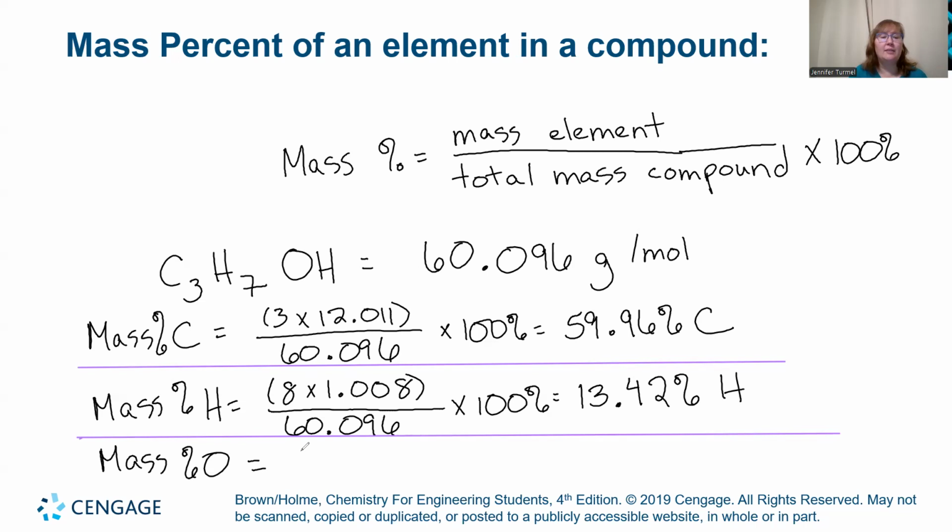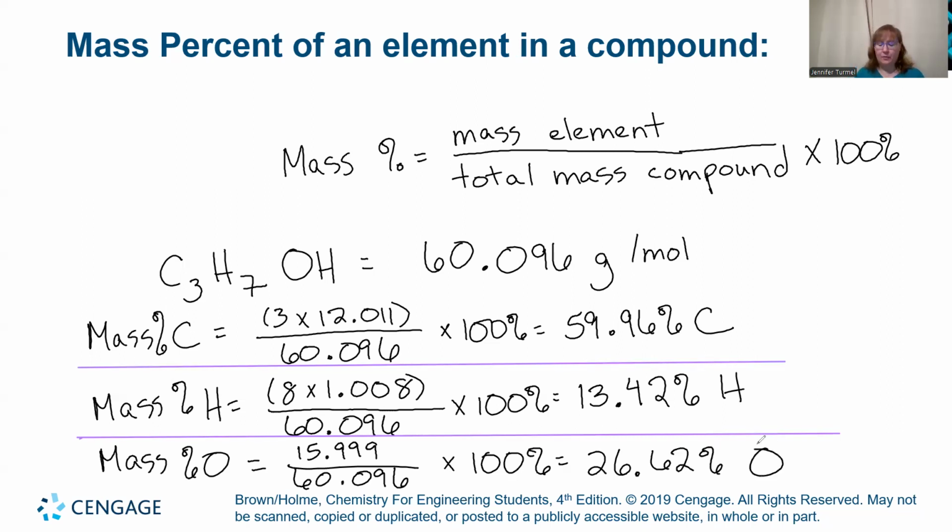Now, we only have 1 oxygen, so we'll just have one of them, 15.999, divided by our 60.096 times 100%. And that will give us 26.62% oxygen.